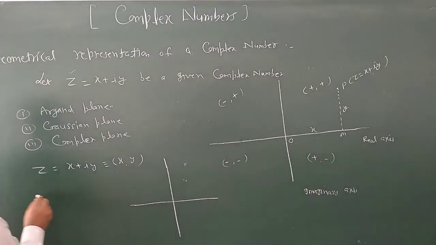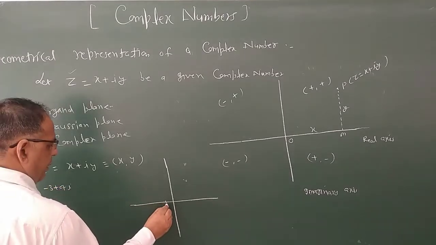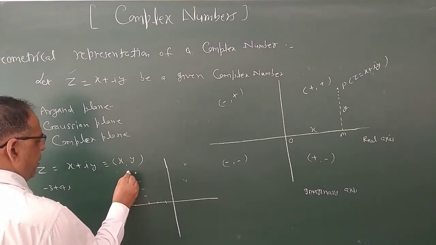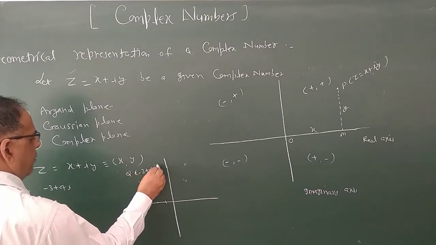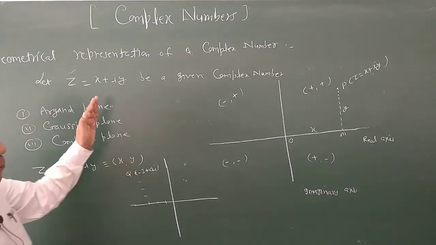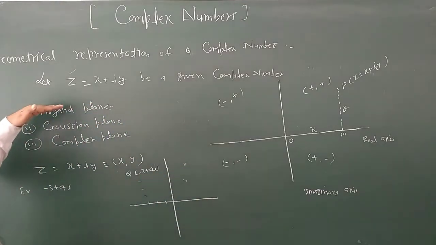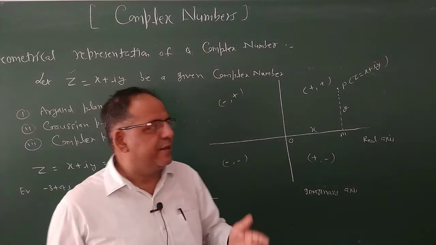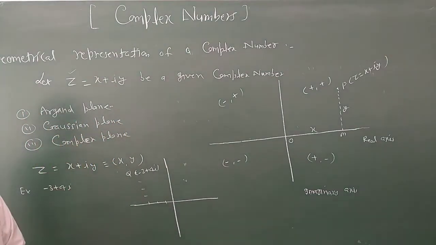Suppose, for example, we want to plot minus 3 plus 4 iota. So here 1, 2, 3, and 1, 2, 3, 4. This is the point Q, which represents the complex number minus 3 plus 4 iota. So this is the format by which we can represent any complex number in the orthogonal plane, Gaussian plane, or complex plane. A plane in which we plot the given complex number is known as the orthogonal plane, Gaussian plane, or complex plane.